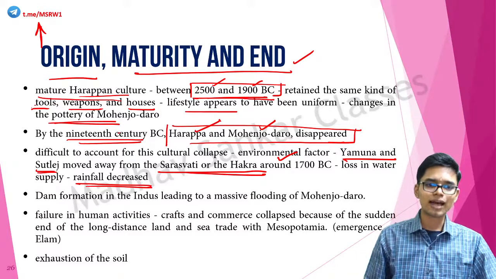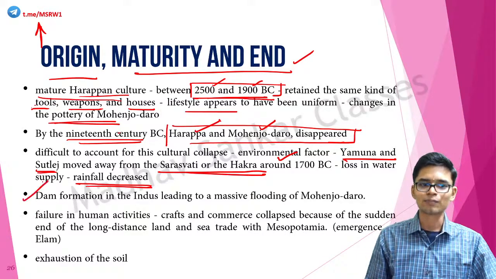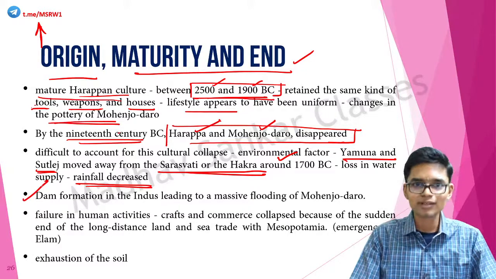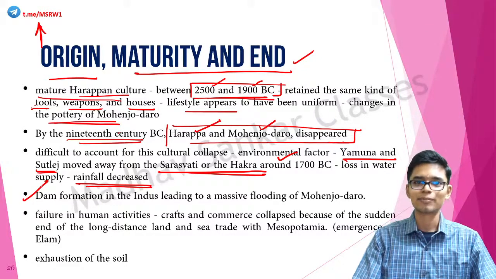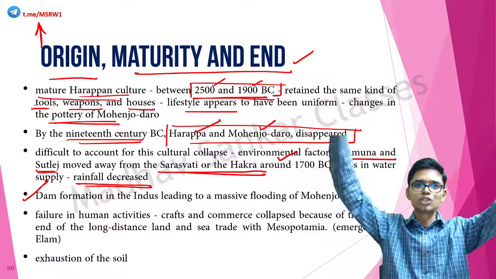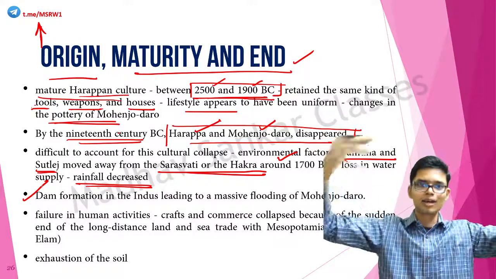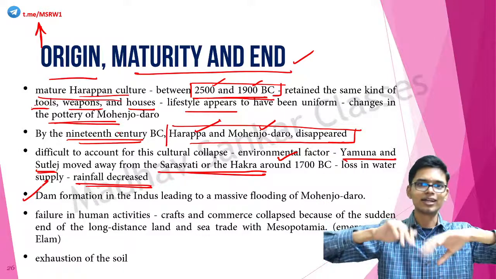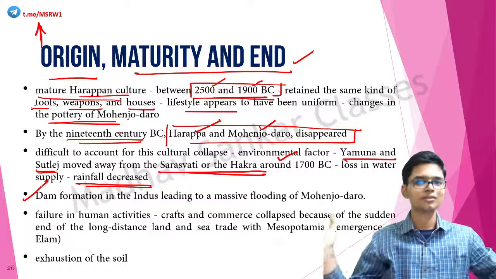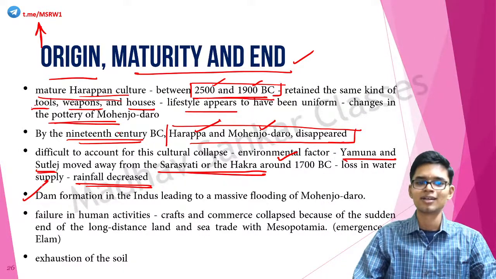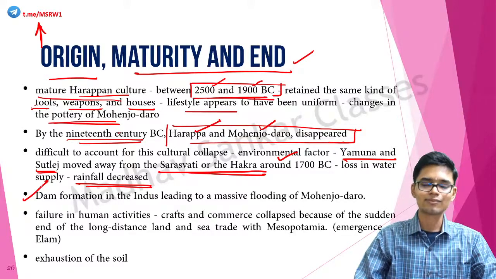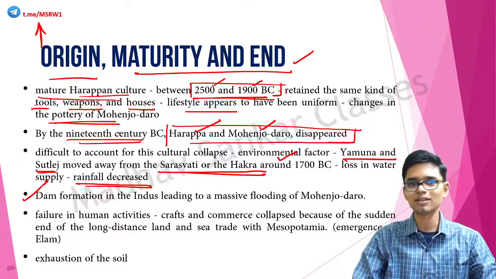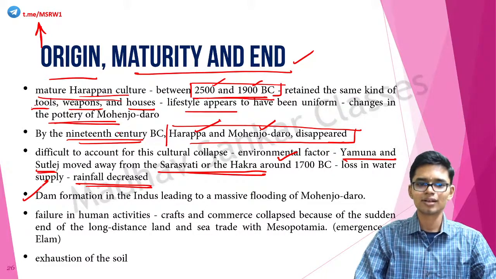Another argument is the dam formation, especially in Mohenjo-daro. If you remember the climax of that film Mohenjo-daro, again you can understand this. The people of Mohenjo-daro built a huge dam and it collapsed at some point of time and flooded the entire city of Mohenjo-daro, and that is how that film ends. So this is another argument that was put forth by the historians. Could be true, not sure, but that is another explanation.